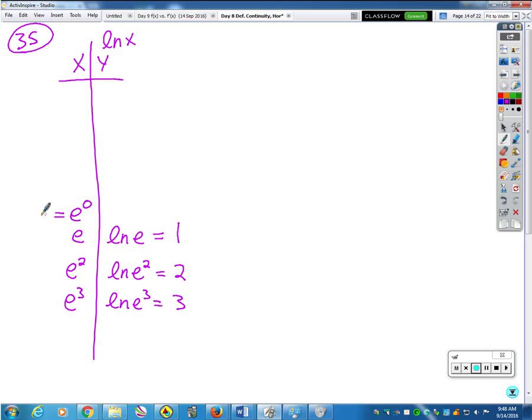We'll find out that e to the 0 is 1. You've heard that before. So the natural log of e to the 0. And what will go here, Tara? 0. So Tara sees the pattern nicely.